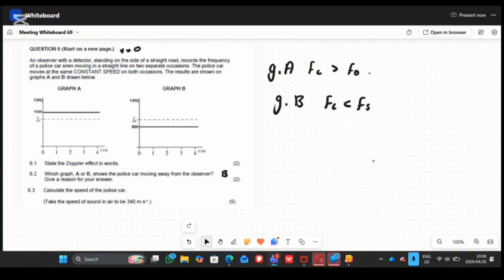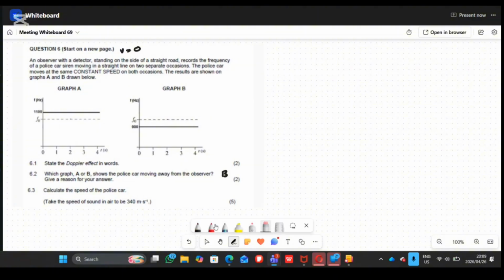But 6.3, calculate the speed of the police car. Take the speed of sound in air to be 340 meters per second. Oh, I see now. So in this case, this is where you're going to introduce simultaneous equations.